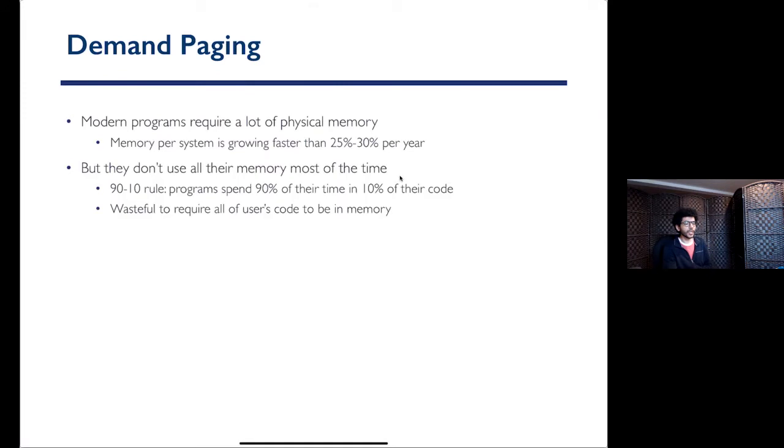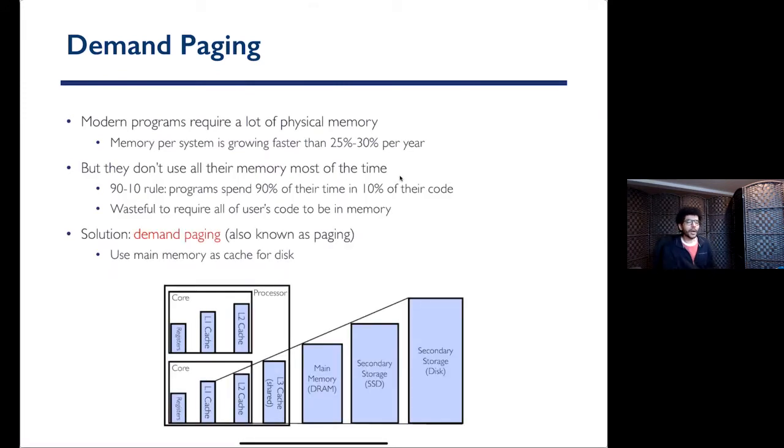So what is demand paging? At a very high level, demand paging is using the memory as a cache for permanent storage. Previously we talked about using processor caches as a cache for your main memory. Today we're going to talk about using main memory as a cache for your secondary storage, and that's pretty much the idea behind demand paging.